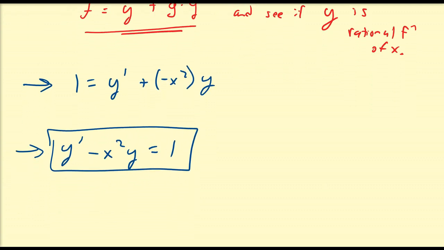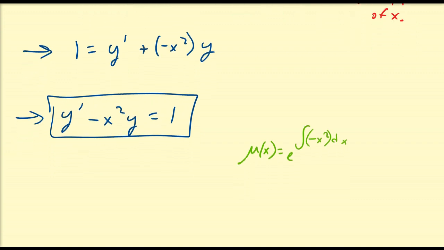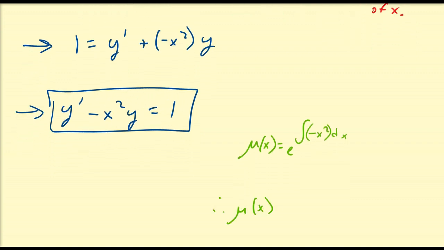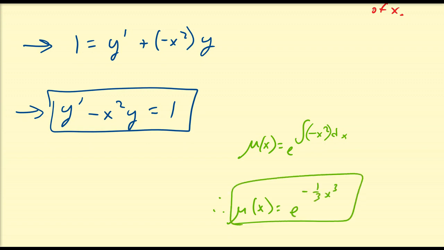If you're familiar with ordinary differential equation tricks, you should recognize this as a first-order linear non-homogeneous differential equation. That means we can multiply both sides of this equation by an integrating factor and find the result. My integrating factor is going to be e to the integral of minus x squared dx. So mu of x is equal to e to the minus 1/3 x cubed plus some arbitrary constant c. But if you're familiar with the theory, we do not need to write that.